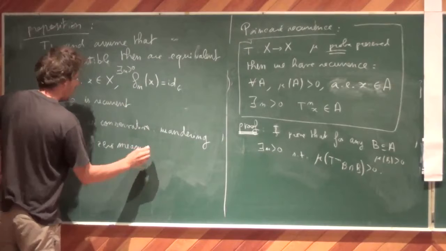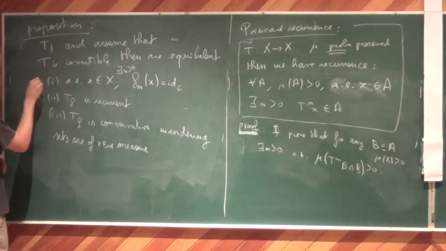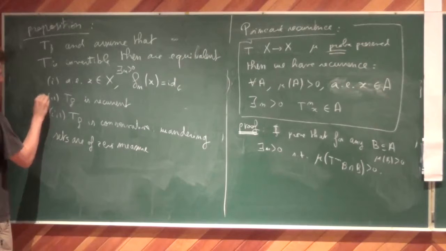So there is one, say, yes, this implication does not need invertibility, but when you go from 1 to 3, you need invertibility. So yes, in this sense, no invertibility needed.